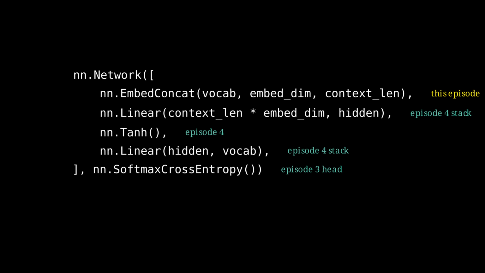Look down the right side. Embed concat is the only piece we built today. The linear and hyperbolic tangent stack is the multi-layer perceptron from episode 4, built from the linear primitive that goes back to episode 1. The softmax cross-entropy head is from episode 3. There is no new machinery here. A language model is not a different kind of thing. It is the parts we already have, stacked in the right order.